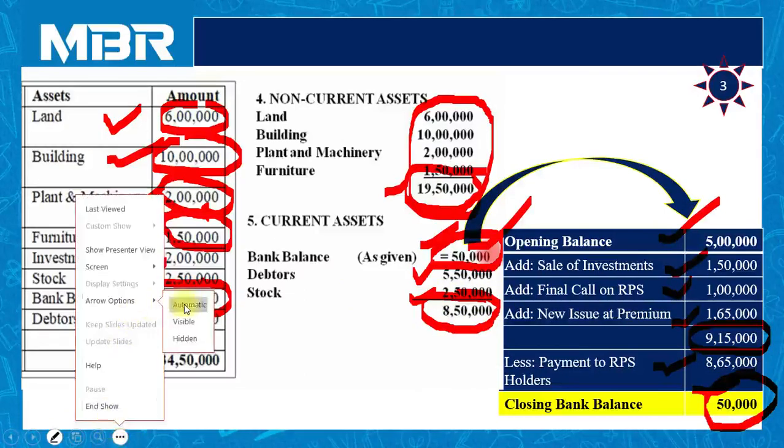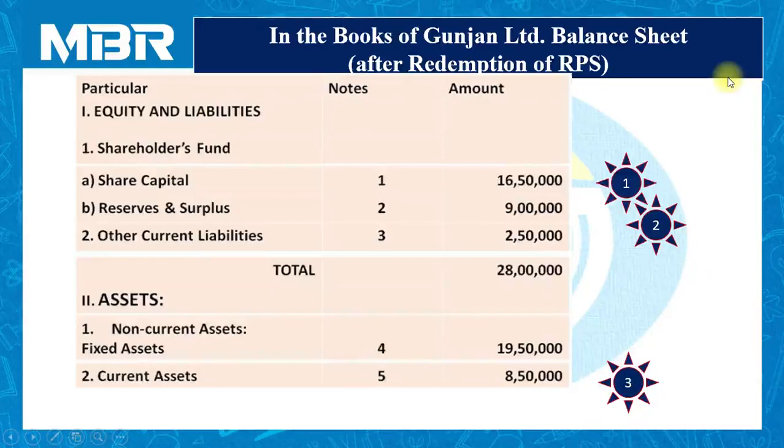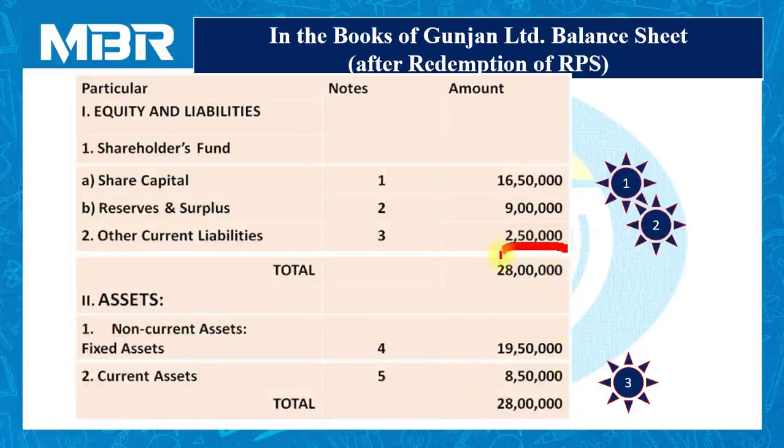Now, after calculation of the total current asset 8,50,000, let us move to the balance sheet and insert these 8,50,000 in the vertical balance sheet as current asset. Total of the balance sheet, 28 lakhs. Here you can easily check that the total of the equity and liabilities part of the company is rupees 28 lakhs and the asset part of the company is also 28 lakhs. It means the balance sheet of the company is getting settled on both sides.